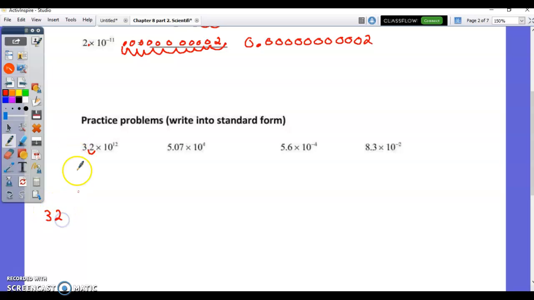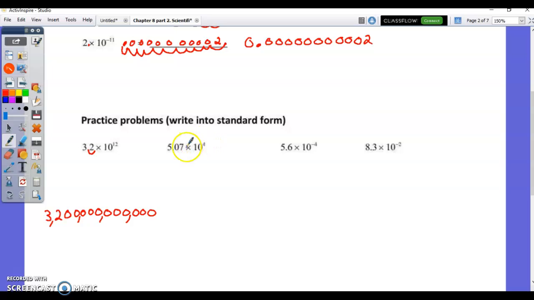So watch this. 3.2, that was my 1. Now I need 11 more zeros. 1, 2, 3, 4, 5, 6, 7, 8, 9, 10, 11. Pain in the butt. Comma every 3. Comma. That's a big number. What is that? Thousands, millions, billions, trillion, 3.2 trillion. Boom. Big number.